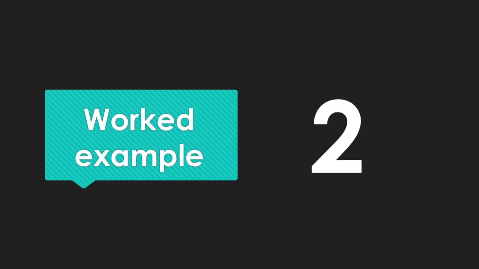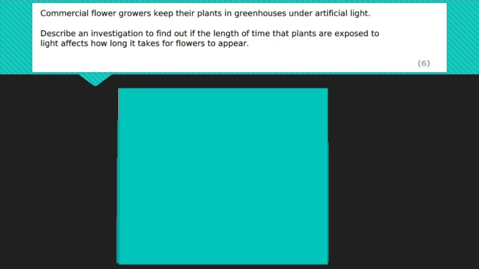Okay, another worked example. So here the question is, commercial flower growers keep their plants in greenhouses under artificial light. Describe an investigation, remember those 3 words that tell us it's a CORMMSS question, to find out if the length of time that plants are exposed to light affects how long it takes for flowers to appear. Okay, so what's our independent, what's our dependent variable?